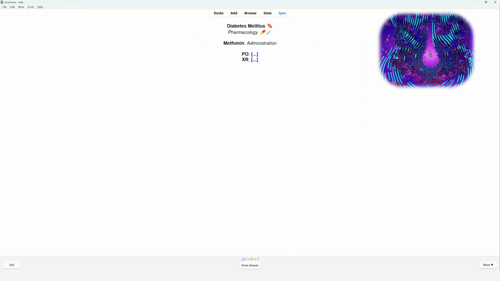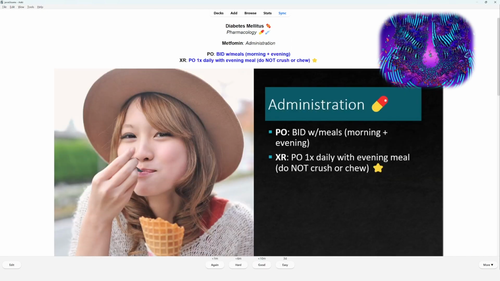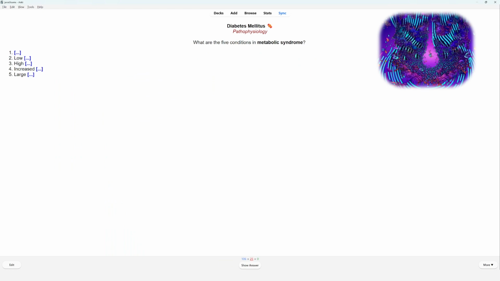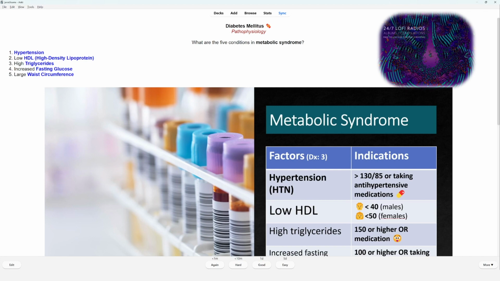Metformin administration: you don't crush the extended release, usually taken twice a day or once a night. BID with meals, morning, evening, don't crush, one evening meal. 5 conditions in metabolic syndrome: hypertension, low HDL, high triglycerides, increased fasting glucose, and large waist circumference.